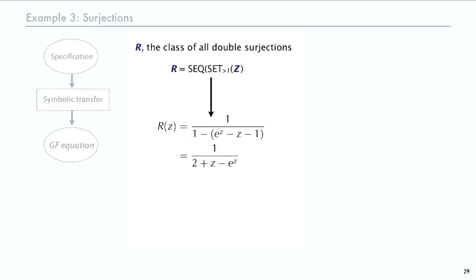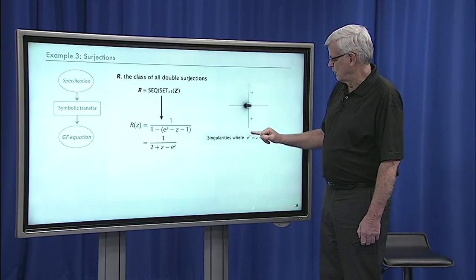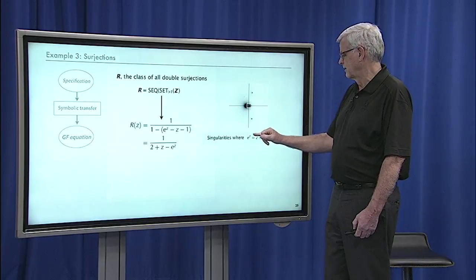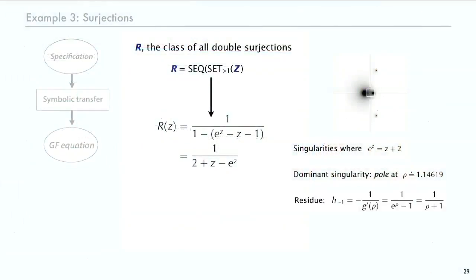So we have this generating function for r of z. Again, it's meromorphic, a ratio of 2 analytic functions. What we care about is when the denominator is 0. This one's getting to be a little more complicated in terms of the singularities, but the key point is that there's only one on the real line. It's closest to the origin. The others are going to be exponentially small. So we have to do a calculation to find the value on the real line where e^z equals z plus 2, and that turns out to be 1.14 in this case.